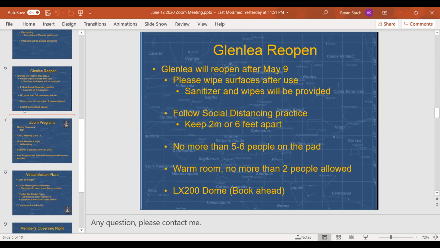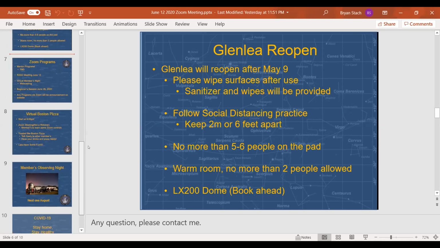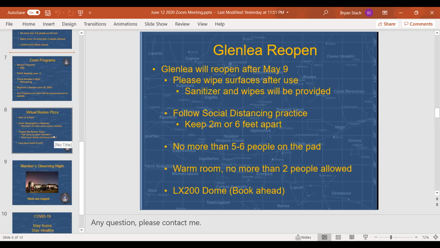Again, there's some confusion with Glenn Lee. There was an email going out. Yes, it is open, but we do have some restrictions. If you're going to use the surfaces or the washrooms, I did leave a Pine-Sol there and some wipes, so you're going to have to wipe down the surface. Please maintain the practice of 2 meters or 6 feet apart. We're not allowing more than 5 people on the pad at one time, no more than 2 people in the warm room. And right now, the LX200 isn't working, but again, there should only be 1 person allowed in the dome at one time. That could all change with phase 3, but we'll see what phase 3 is going to mean.